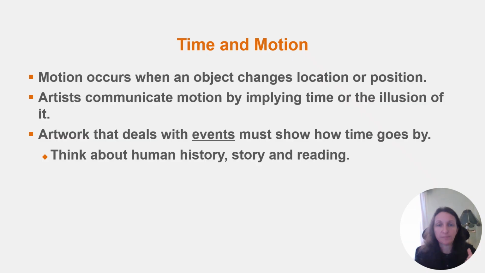All right, moving on. So time and motion. Motion occurs when objects change location or position. That is the physics definition of motion. Now, artwork deals with time and motion in a vast variety of different ways. For most of human history, that dealt with storytelling and specifically events. So it's showing the passage of time in order to communicate a story.